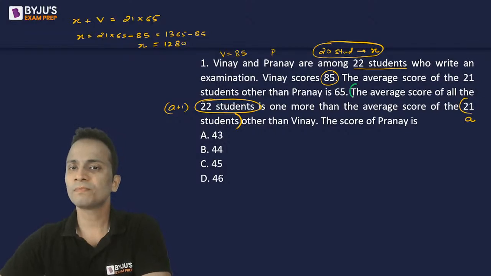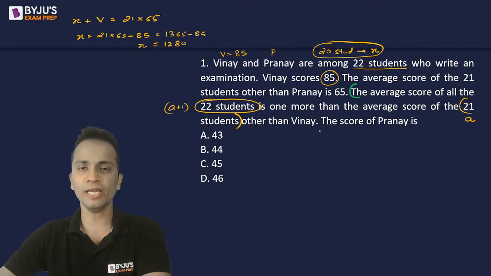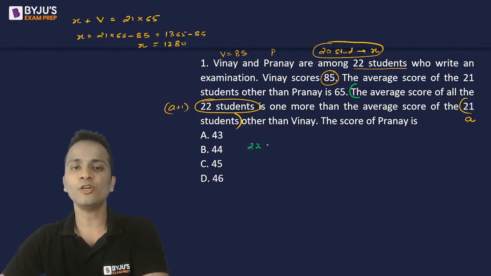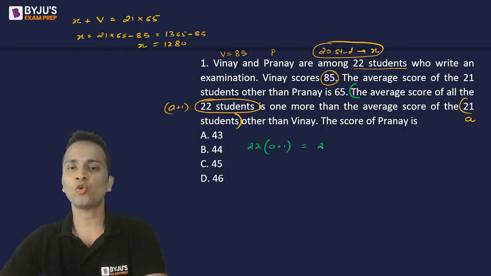look at this one. The average score of all 22 students is one more than the average score of these 21 students other than Vinay. Okay. So the sum of these 22 students can be written as 22 multiplied by A plus 1. And the sum of these 21 students other than Vinay can be written as 21 times A. All right. And I can add the score of Vinay, which is 85, right?